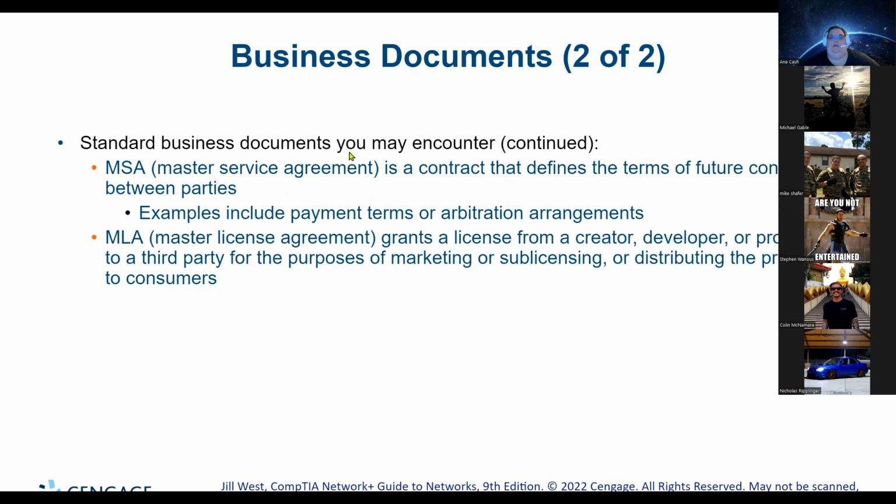So these are just some more. MSA, or a master service agreement. That one is a contract that defines the terms of future contracts between parties. Examples include your payment terms or arbitration agreements. Usually you'll have a small contract and then they'll say, here's your master service agreement. It's one of those ones that you want to read very carefully if you're doing contract work.